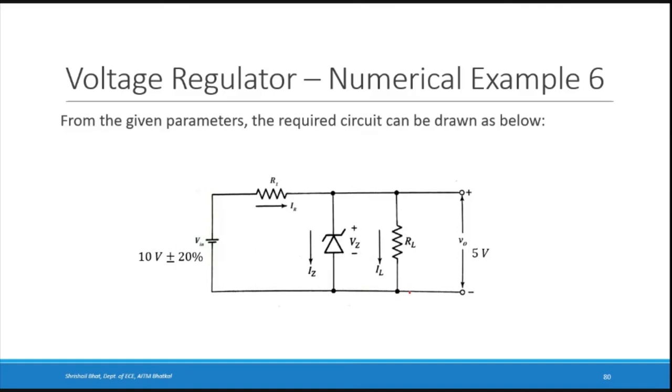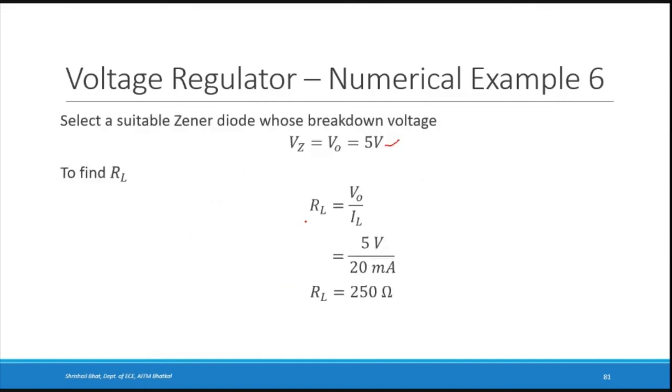Next, we have to find the resistance R1. R1 can be found by using the voltage drop across it divided by the current. Now, how to find the current? Voltage drop is known, right? It is V in minus VZ. But that V in is not fixed. It can vary plus or minus 20%, so it is 8 volts or 12 volts. And VZ is fixed, it is 5 volts. But how to find IR? If you know that value, you can find the resistance. Okay, it's a little tricky.